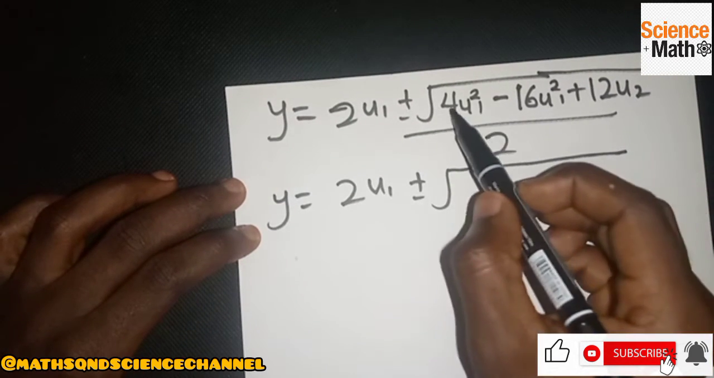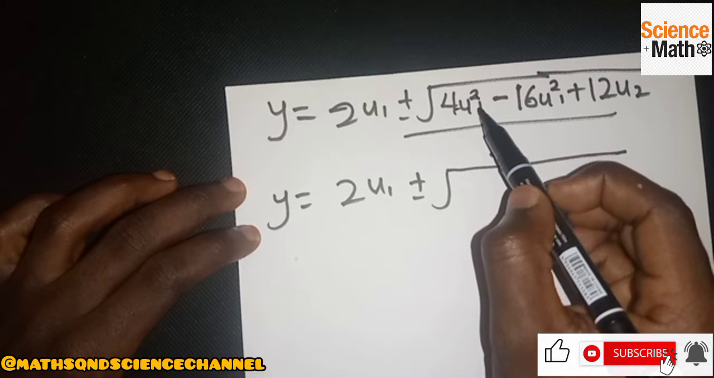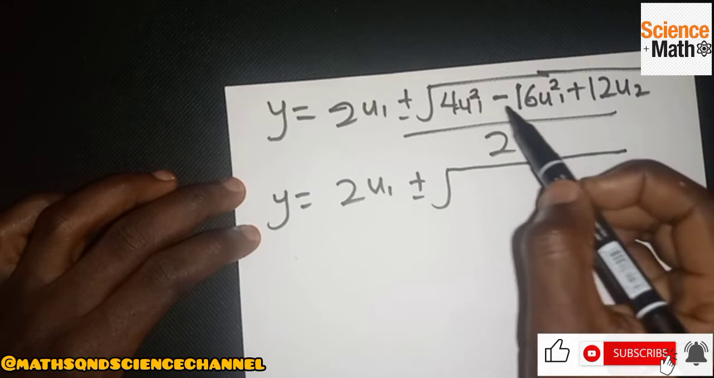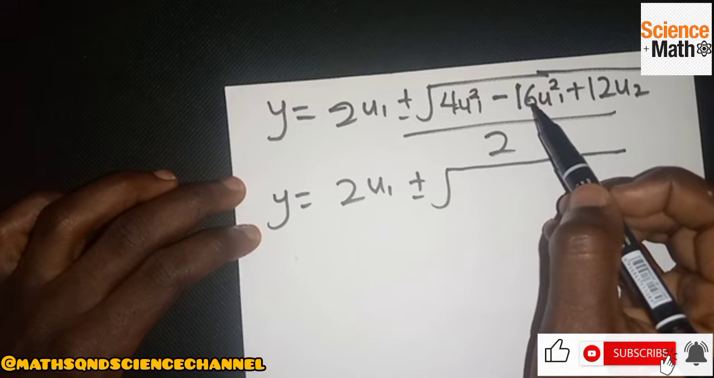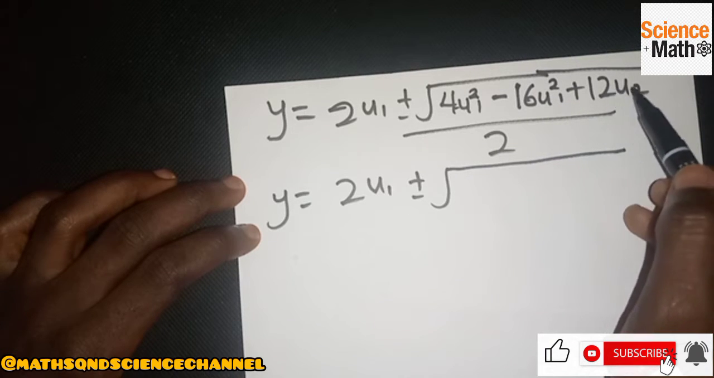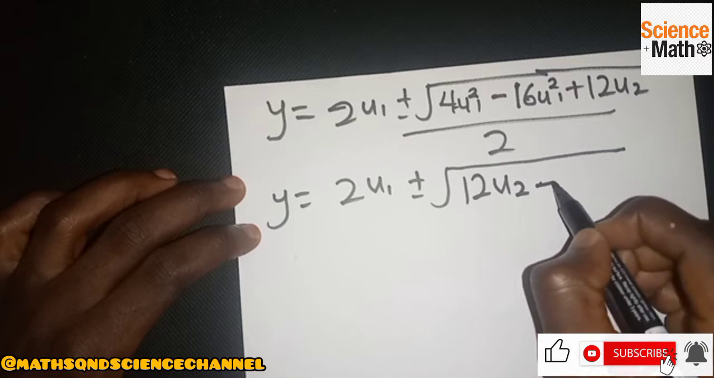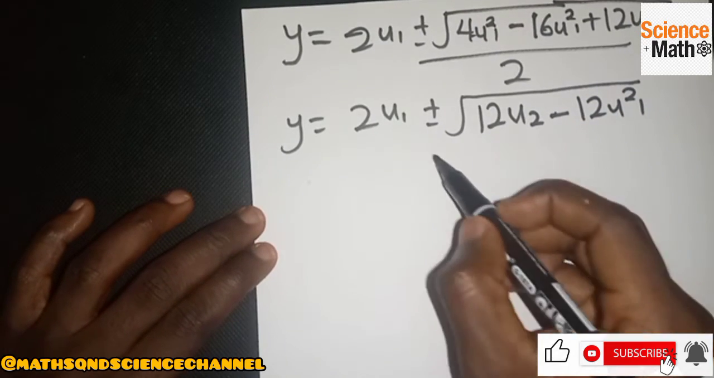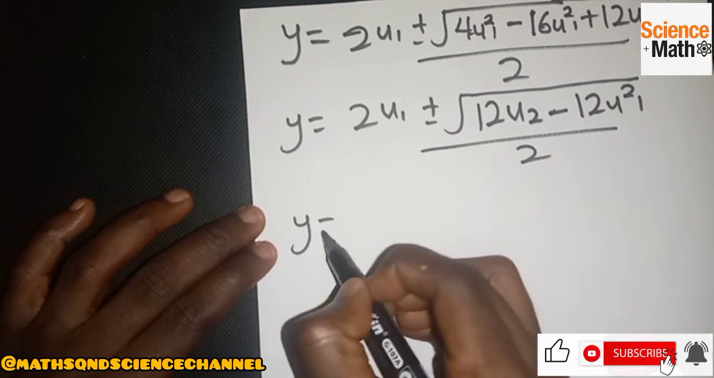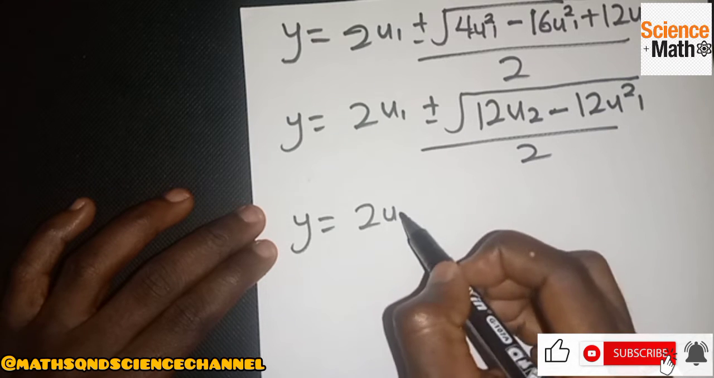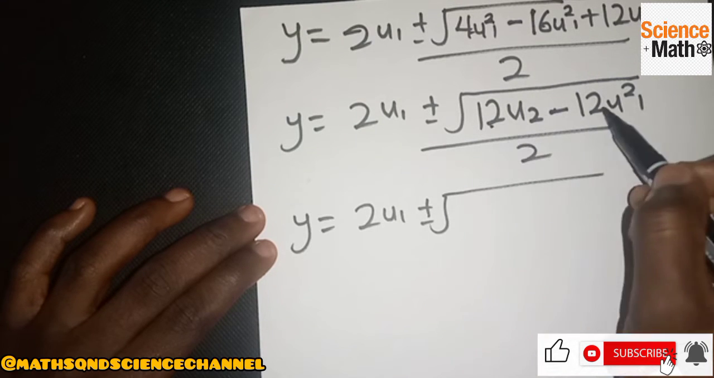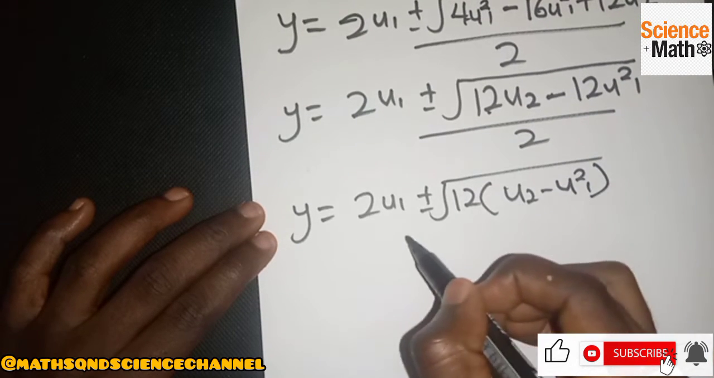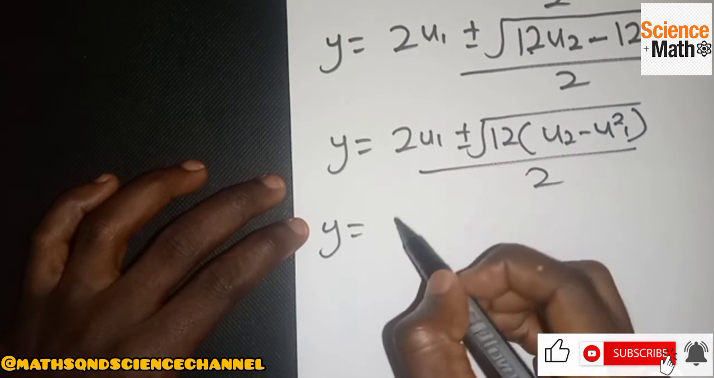So let's write this appropriately. You realize that 4 u1 squared and 16 u1 squared are like terms, so we can combine them, but then it will be negative 12 u1 squared. So what we can do is bring the 12 u2 here, and then we have negative 12 u1 squared here divided by 2. So in this case we can write this as u1 plus or minus. Remember, we have 12 here, 12 here, so we can just bring 12 out. Then we have u2 minus u1 squared here being divided by 2.